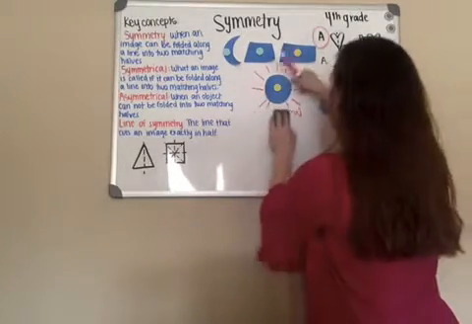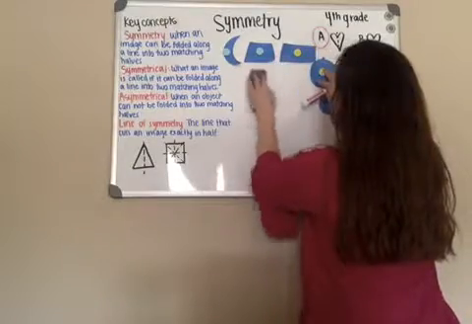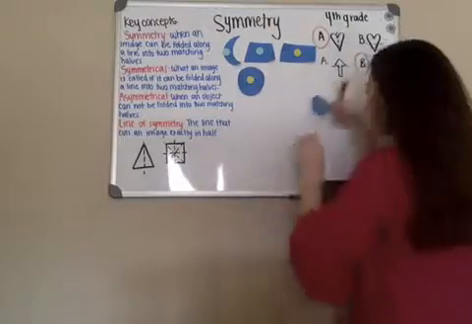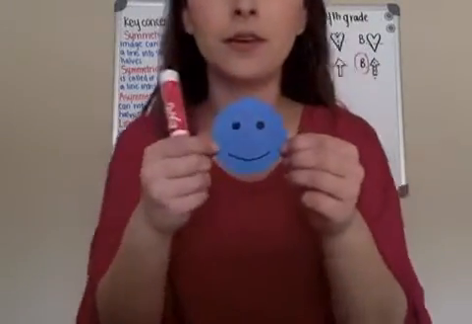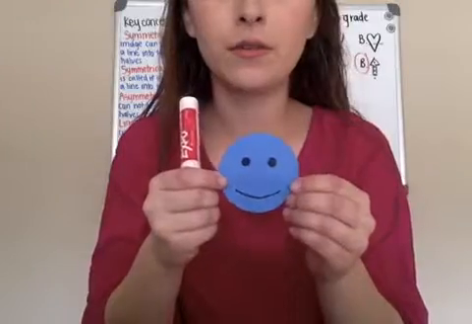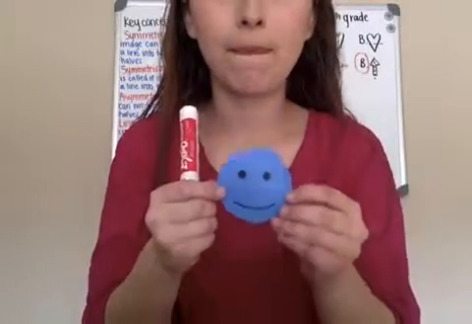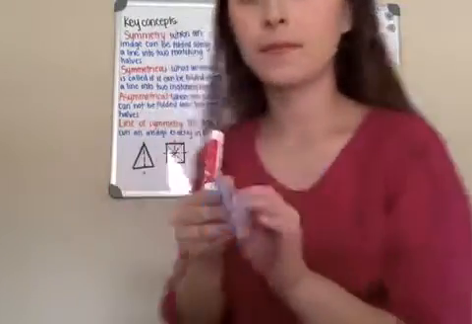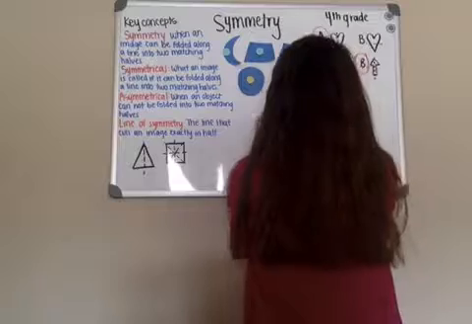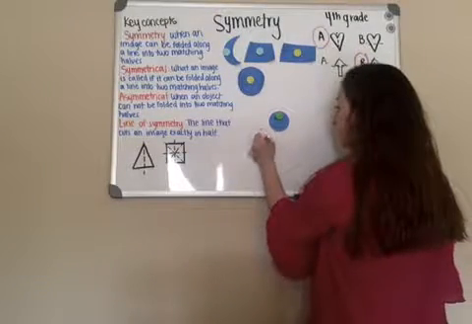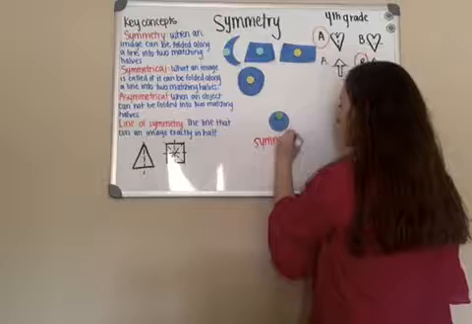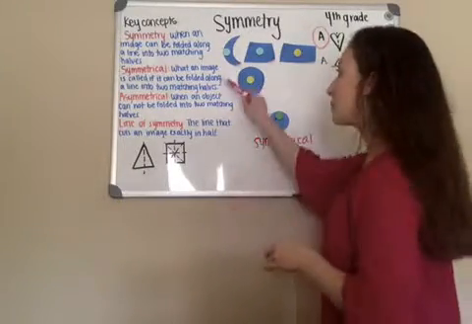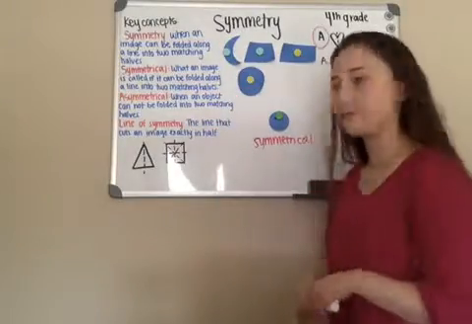Are there any questions on that one? All right, now we're going to move on to the last one. And this one's a little bit different. On this one, we have a circle that's a smiley face. Can anyone tell me whether this image is symmetrical or asymmetrical? All right, it is symmetrical. And why is it symmetrical? Because we can fold it along a line into two matching halves.